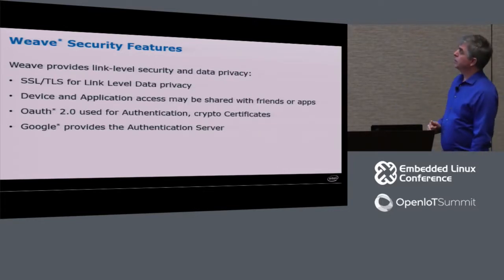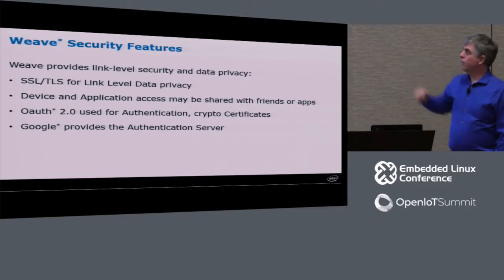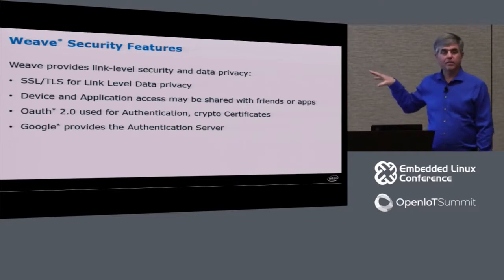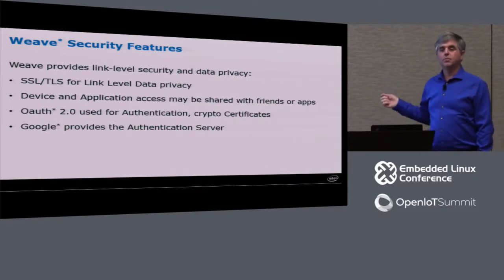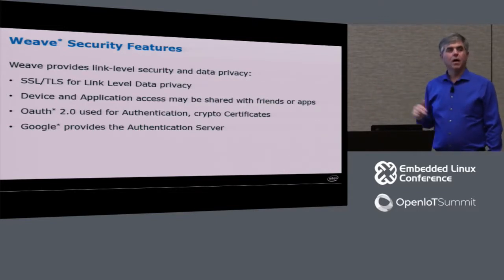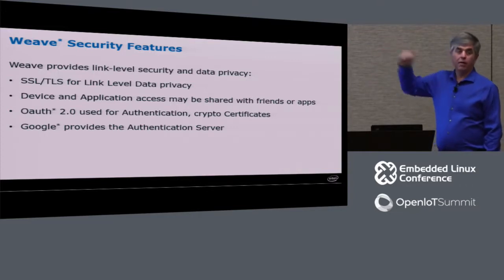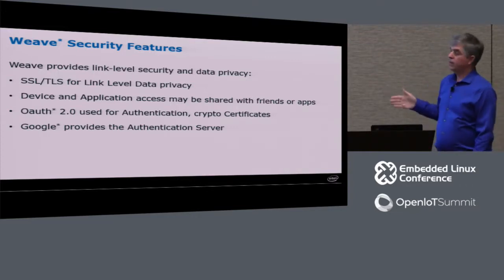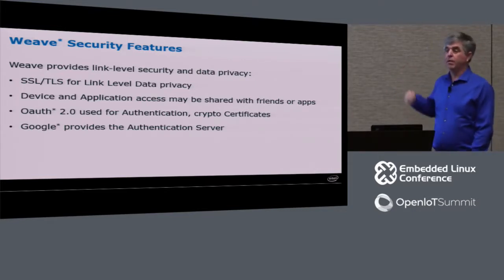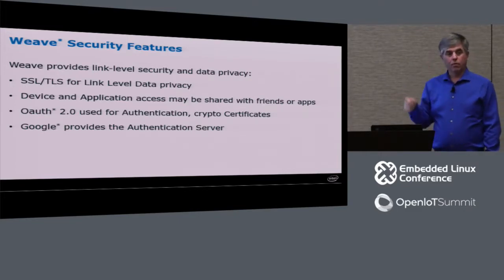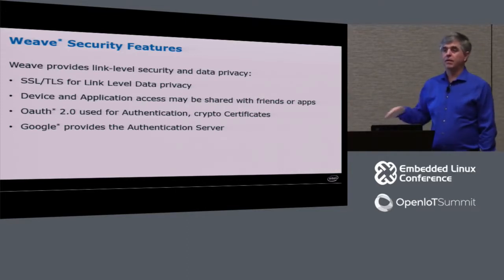The Weave security features provide for SSL TLS for link level data privacy. So you can expect not only verification of your data, but encryption of your data on all links between yourself, your phone, the cloud, and your device. Within the device, once you get your packets into the Weave daemon from the outside, the Weave daemon will decrypt them and use the binder to pass the data on to other applications. At that point within the device, I don't believe anything is encrypted. But all the communication paths on the outside should be.